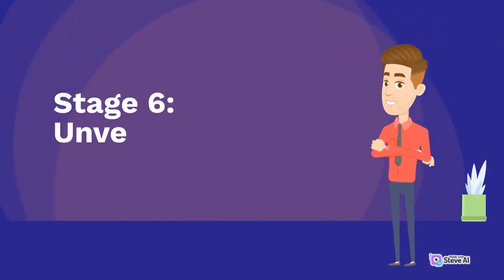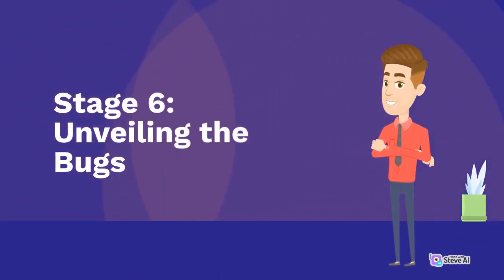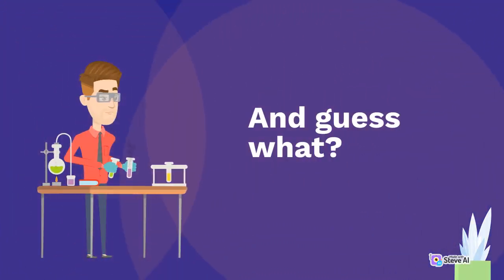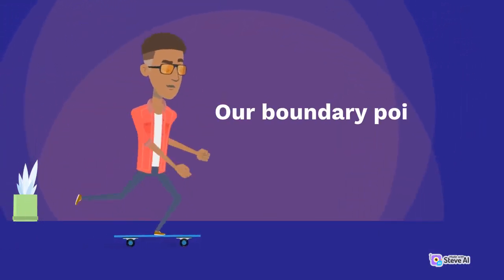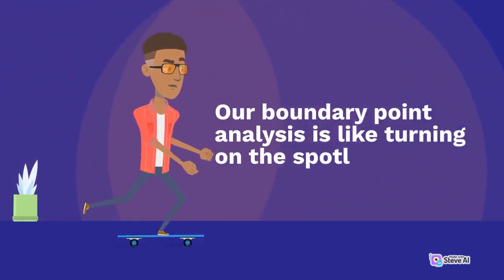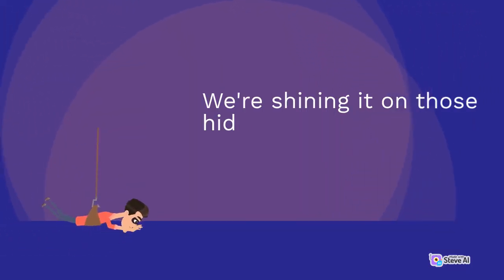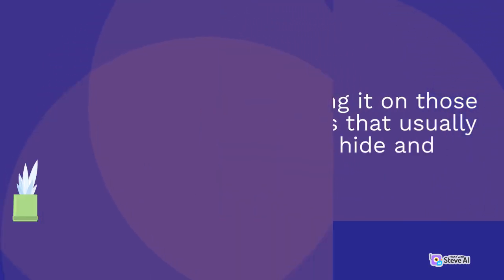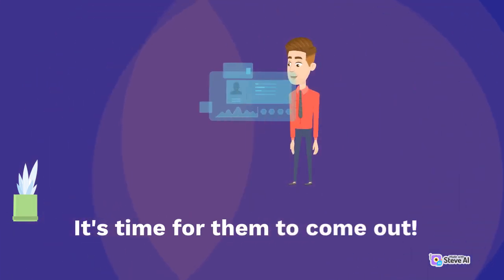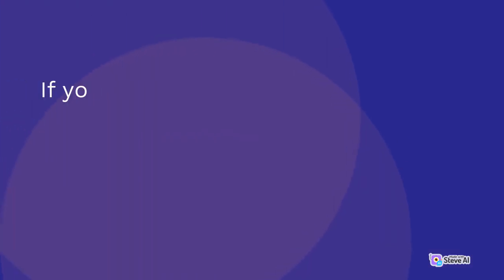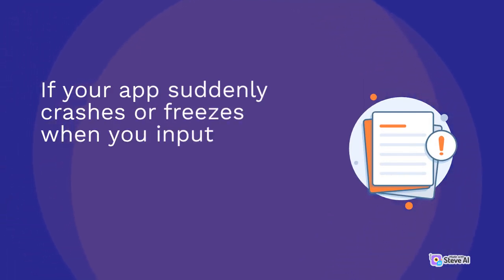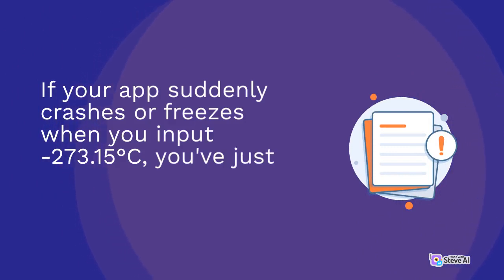Stage 6. Unveiling the bugs. And guess what? Our boundary point analysis is like turning on the spotlight. We're shining it on those hidden bugs that usually love to play hide and seek. It's time for them to come out. If your app suddenly crashes or freezes when you input minus 273.15 degrees Celsius, you've just found a pesky bug.